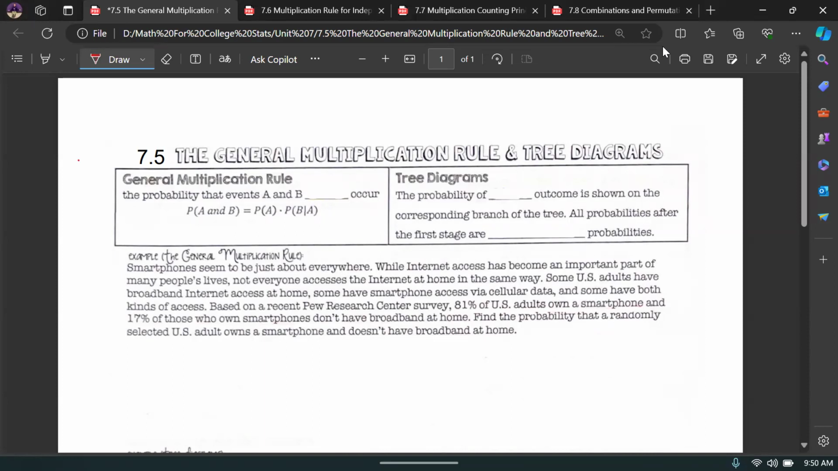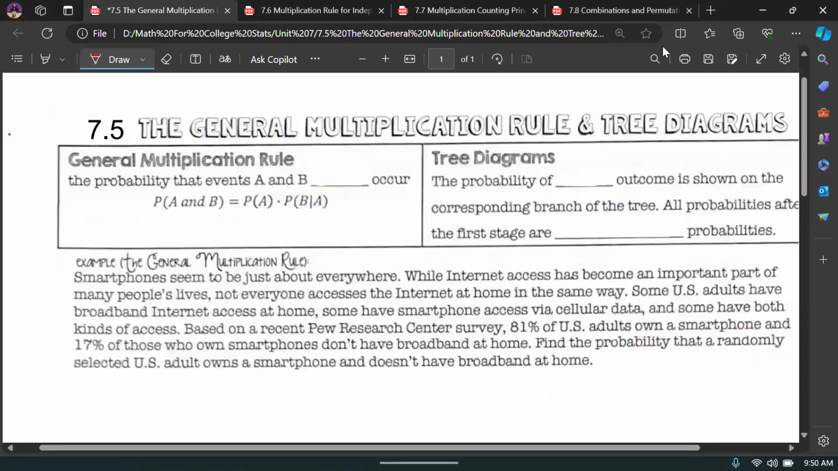So, the general multiplication rule. This will be useful. The probability that events A and B both occur is this: the probability of A and B both occurring is equal to the probability of A times the probability of B given A. This is a very useful formula, which will be nice in the future. It's actually a modification of a formula we already know.